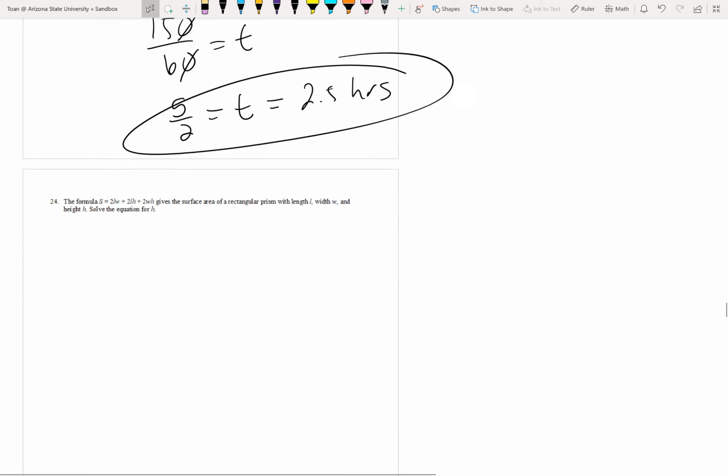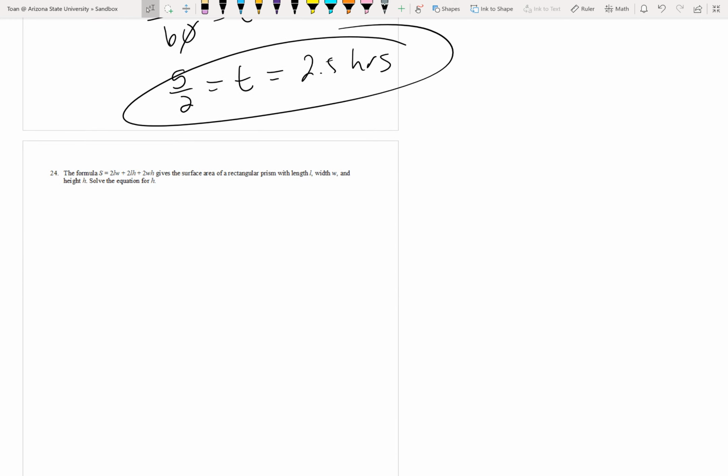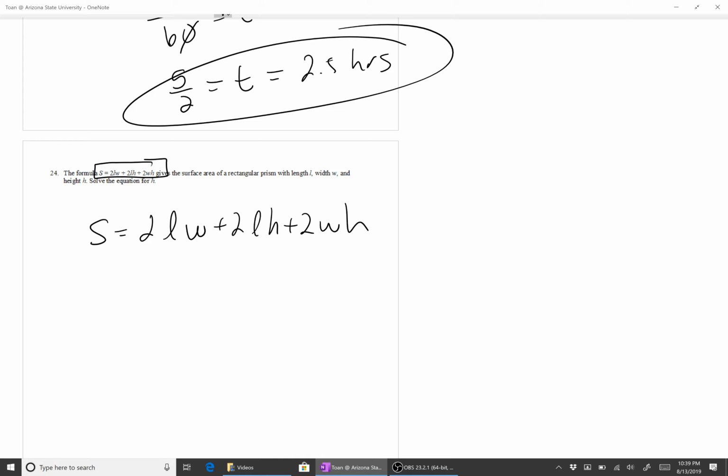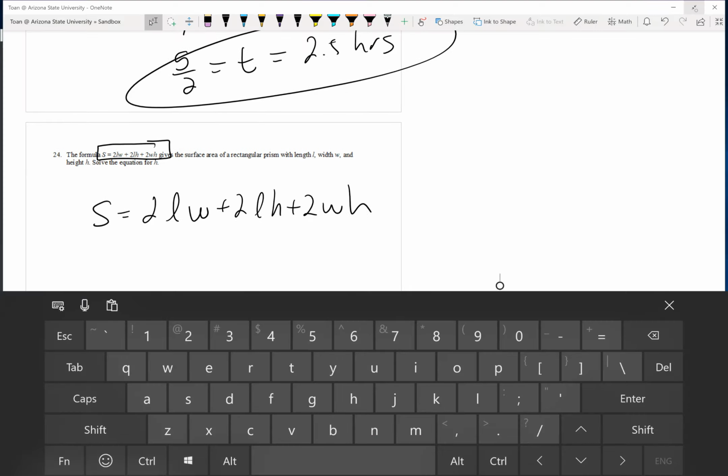24 is probably the most missed question. It gives us a formula here, and it asks us to solve for h. S equals 2LW plus 2LH plus 2WH. This is a question I curved out, but if you're interested in how to solve it, this is how you solve it.